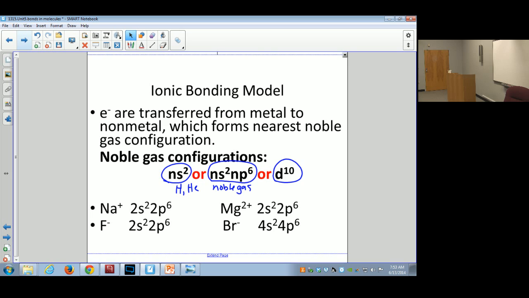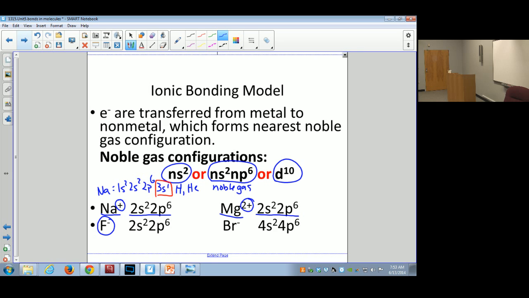So for example, sodium, in its electron configuration as sodium, is 1s2, 2s2, 2p6, 3s1. But when it loses that 3s1 electron, it reaches the same configuration as neon, 2s2, 2p6. Magnesium, with a 2 plus charge because it's in group 2, also reaches that octet.